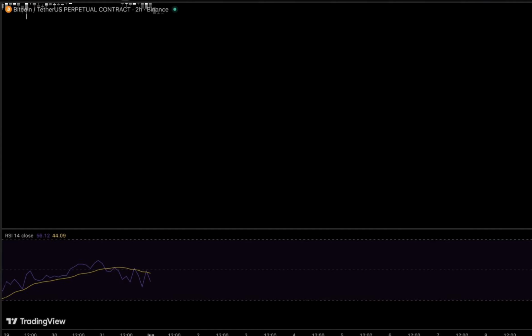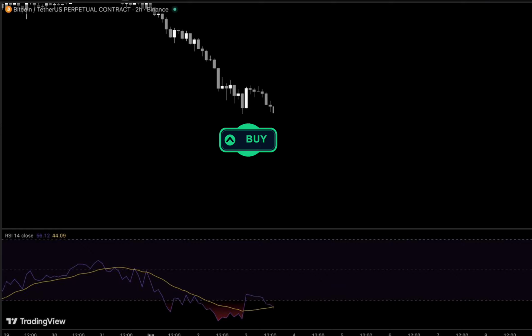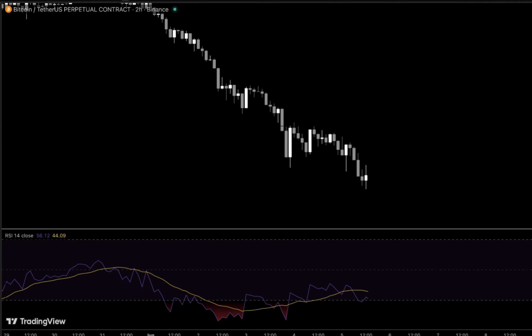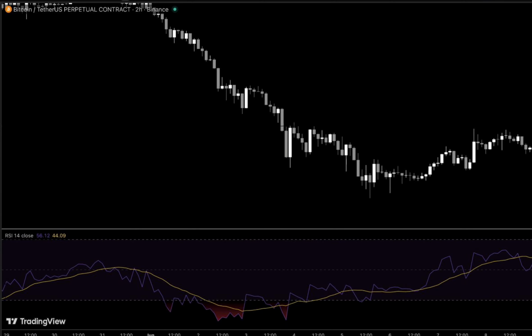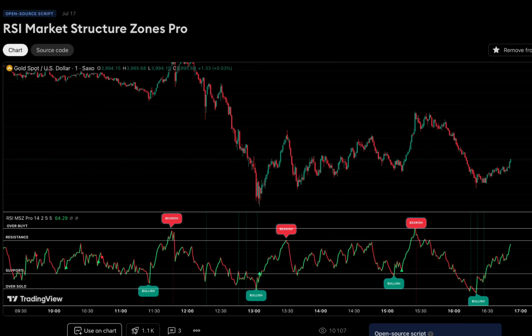When RSI drops below 30, many traders immediately think the market is oversold. It's time to buy. But here is the problem. RSI only looks at price momentum. It does not know if buyers are stepping in or if sellers are still pushing the market lower. So what happens when we add one more piece of information? The shape of the current candle.